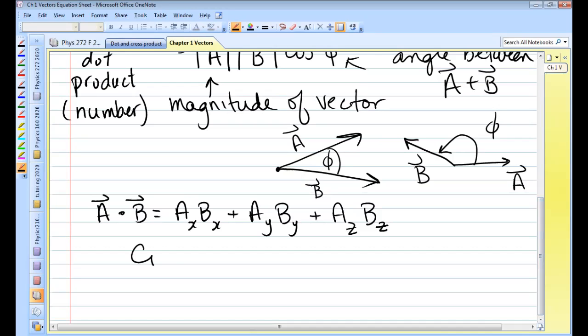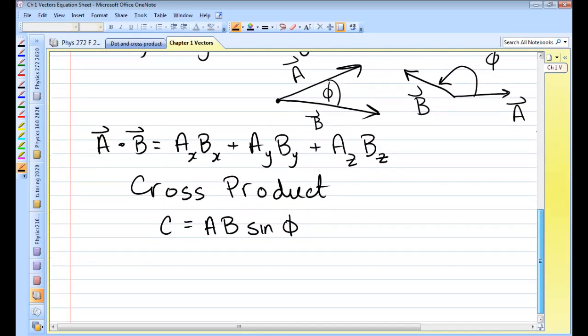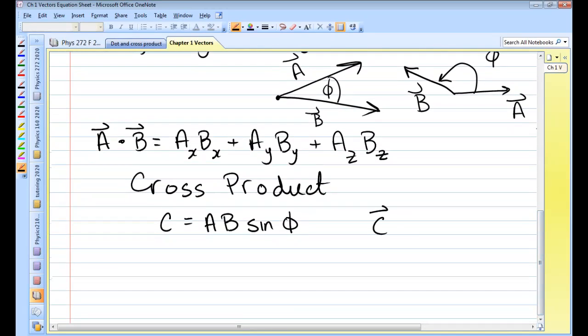Okay, now there's the cross product, which I also talked about in the last video. And you will be asked to calculate it. So this is the magnitude of the cross product between two vectors A and B. So what they're talking about is the cross product A cross B. This is the magnitude of that cross product.